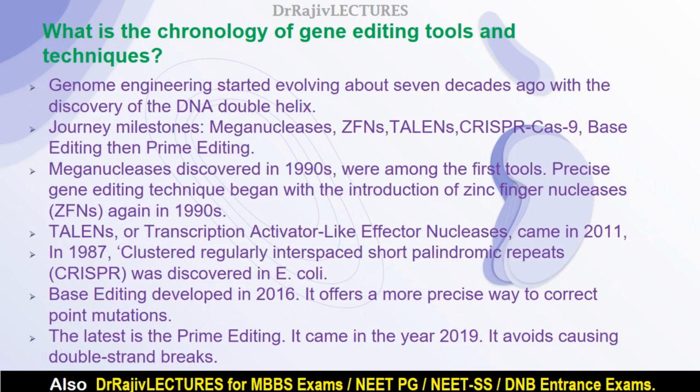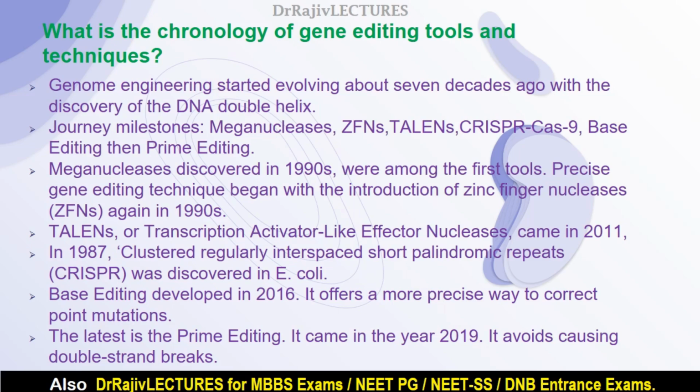The evolution of genome engineering started about 7 decades ago with the discovery of the DNA double helix by James Watson and Francis Crick. In fact, research in this field has been active since the 1970s. During these years, researchers uncovered different techniques to perform gene editing. The journey of gene editing starts with meganucleases and zinc finger nucleases, walks through transcription activator-like effector nucleases or TALENs and CRISPR-Cas9, to reach base editing and prime editing.